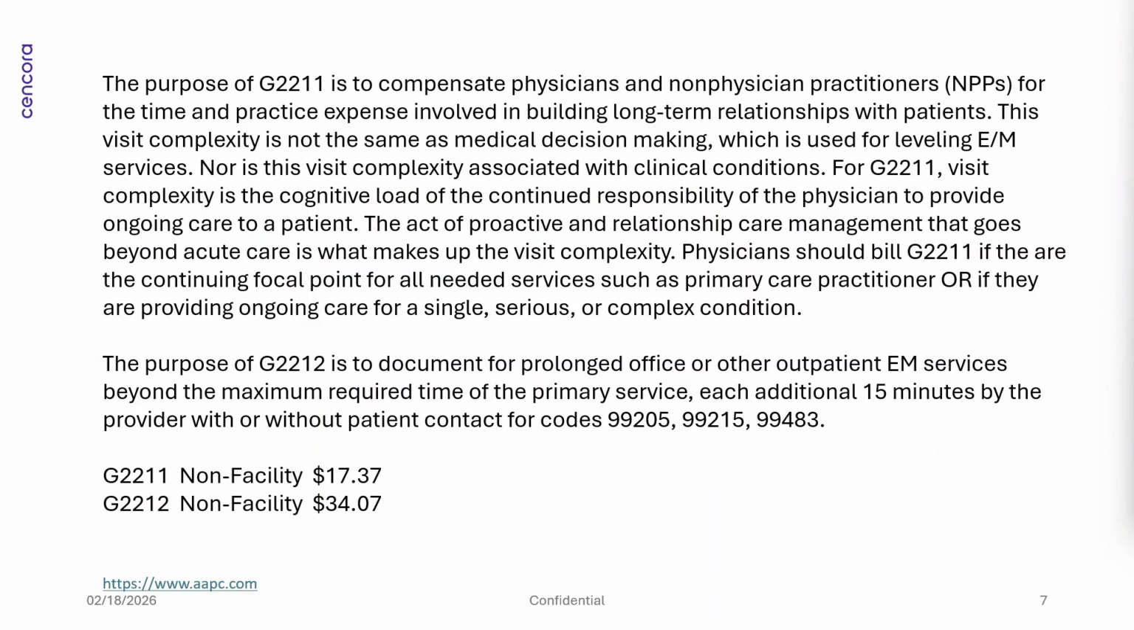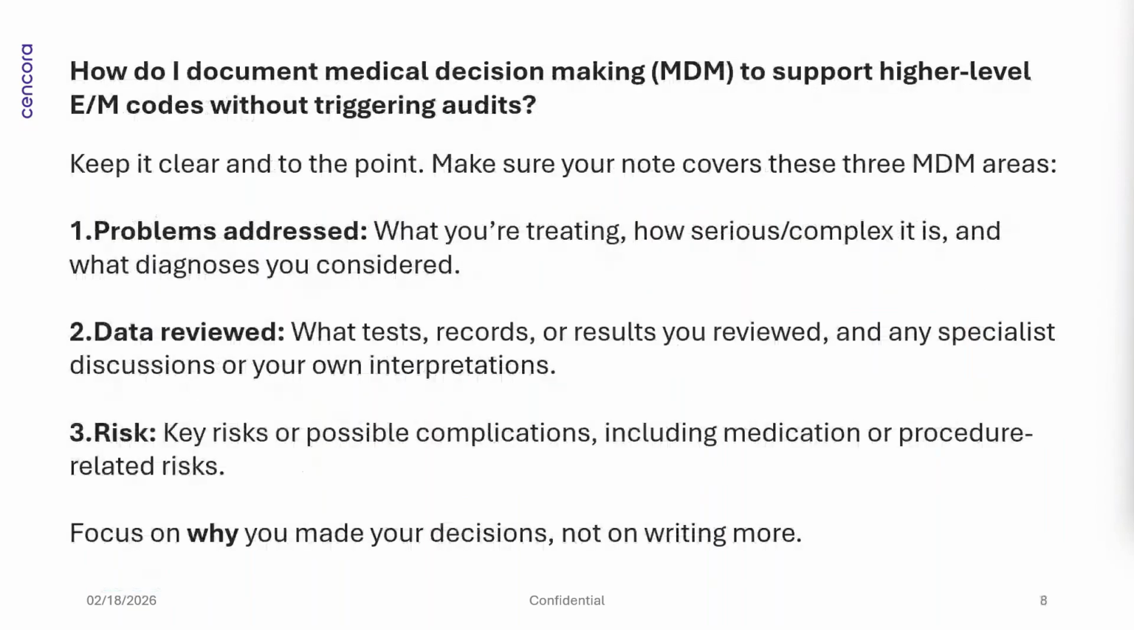Now, the G2212, that's used for when you go over that 75-minute mark for a new patient, or that 55-minute mark for an established patient. And this code is designed to compensate the provider for all that extra time. And again, we aren't talking about face-to-face time, but the time that it takes to review all the records, see the patient, have peer conversations, formulate the diagnosis and the plan, and that code reimburses at $34.07 for non-facility. And again, that's the national rate. So 2 good codes to really look at if you aren't doing it yet.